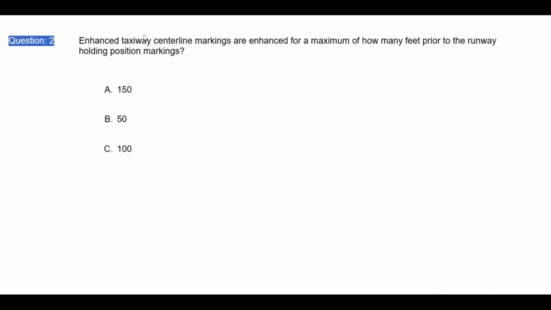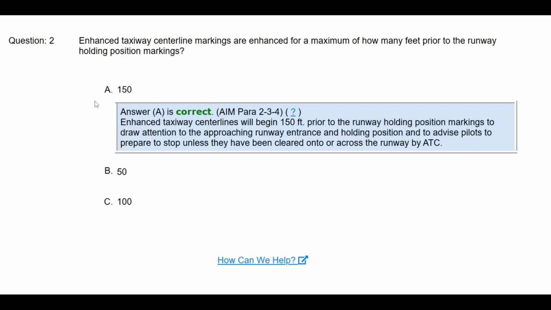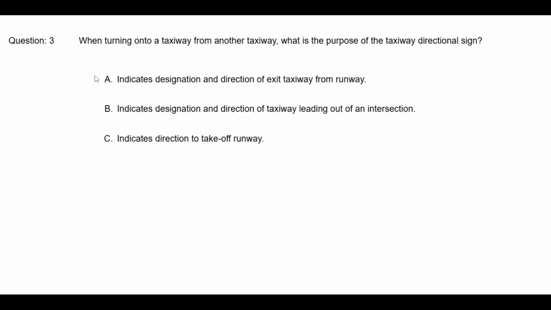An enhanced taxiway centerline marking is enhanced by how many feet prior to a holding position? Okay, so when ATC is talking to you, it would say hold short when you're 100 feet prior to reaching the enhanced taxiway centerline. So the answer would be A. So it's 100 feet before where it begins.